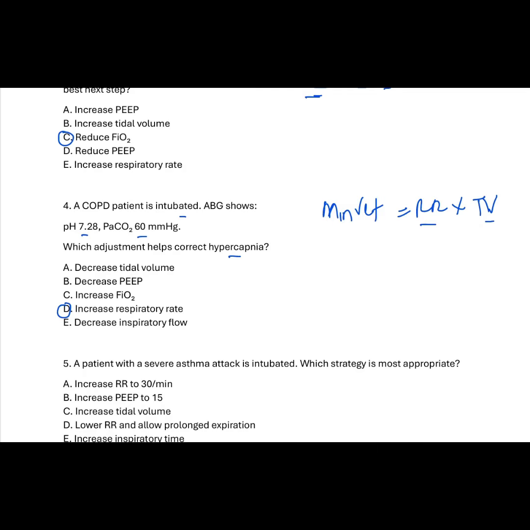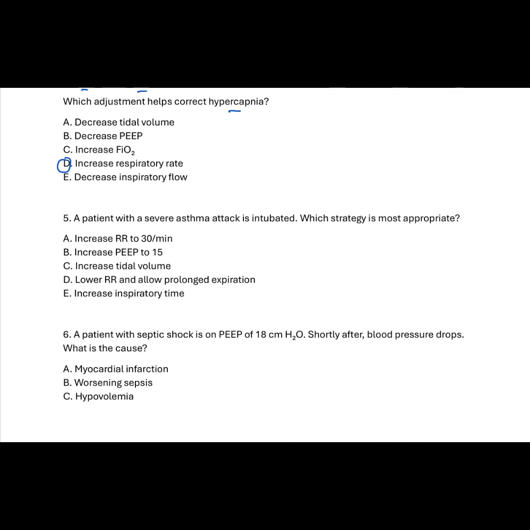To increase respiratory rate. The next question here, a patient with a severe asthma attack is intubated. What strategy is most appropriate? Remember, like we said, with an asthma attack, the rate needs to be on the lower side. So the best answer there will be lower respiratory rates to allow prolonged expiration.